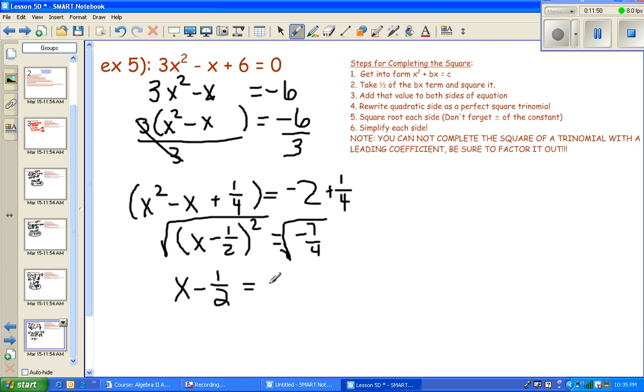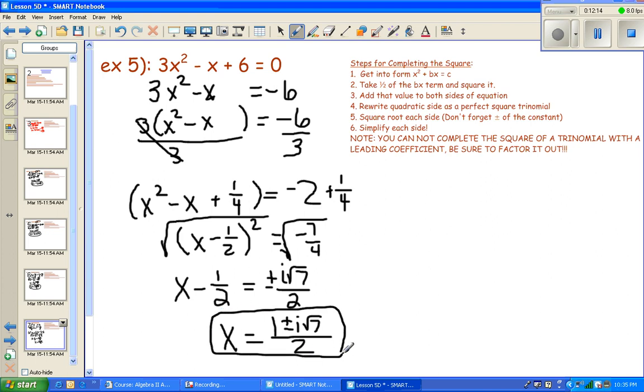X minus 1/2 equals plus or minus i square root of 7 over 2. We need to add the 1/2 over, so you're going to get x equals 1 plus or minus i square root of 7. And we have a common denominator between both terms of 2. And that would be our final answer for that one.